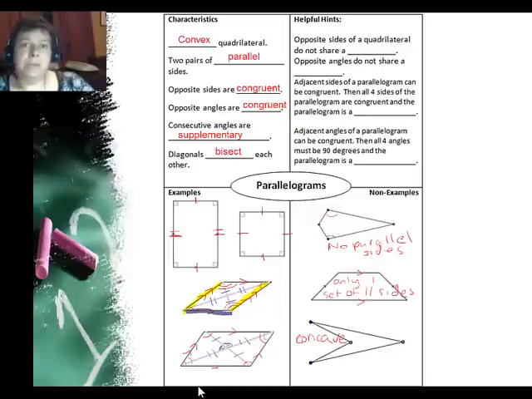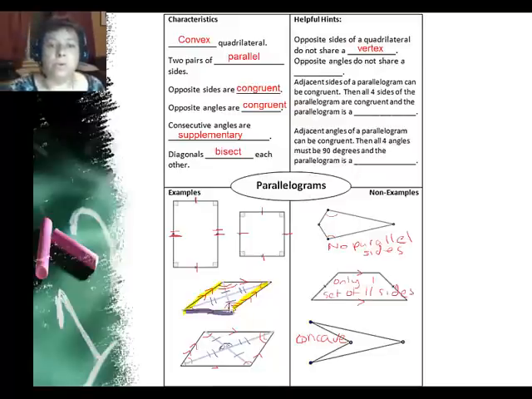Now, some helpful things to keep in mind. What are opposite sides? Well, opposite sides of a quadrilateral do not share a vertex. That means one of the corners on the quadrilateral. So, for example, down here I colored the opposite sides yellow. I could have colored the other side purple to match the bottom side.